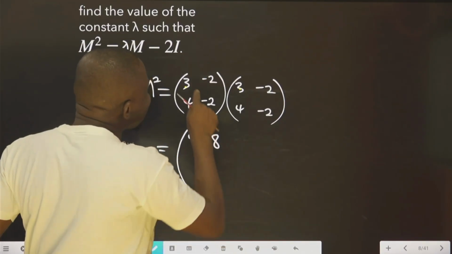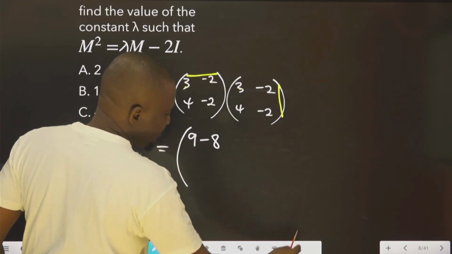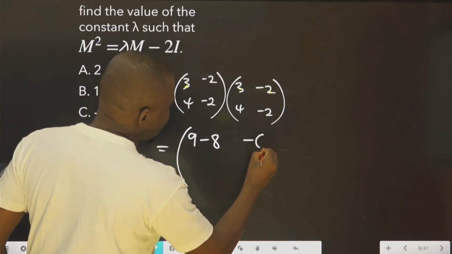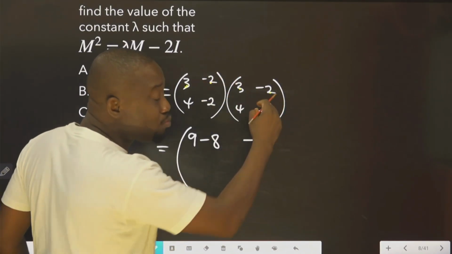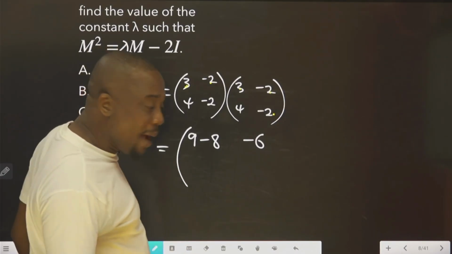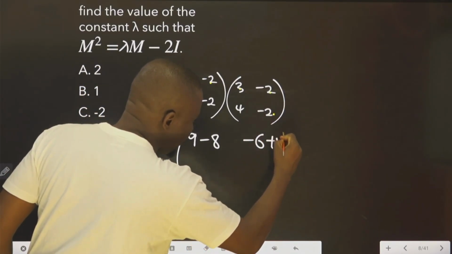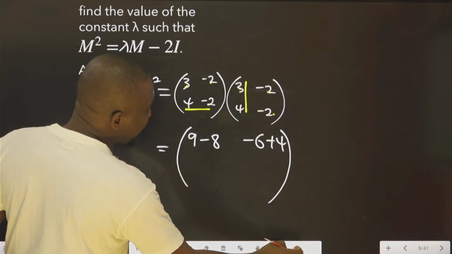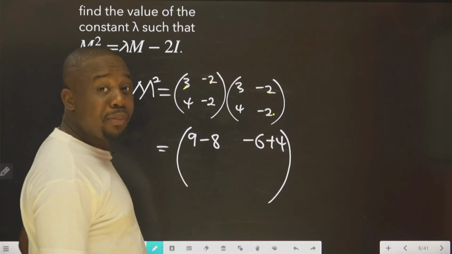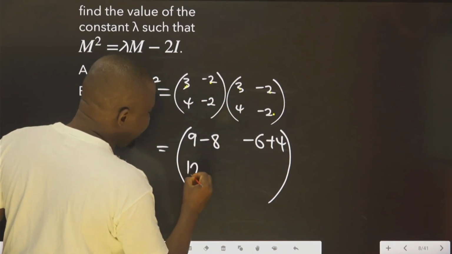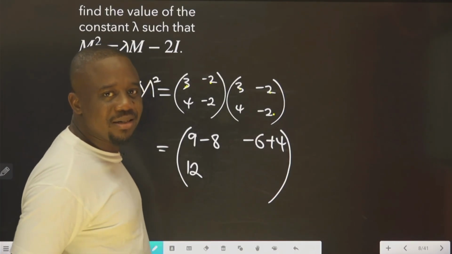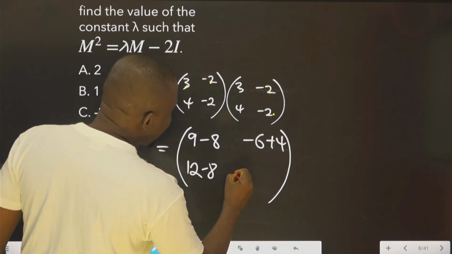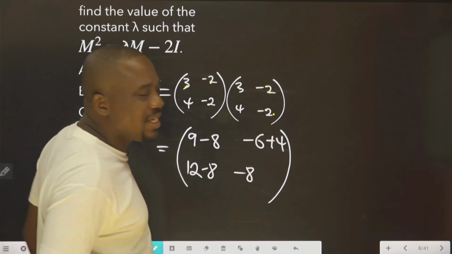The next is to use this one to multiply this. That is to say, this multiplied by this, that is minus 6. This multiplied by this, that is plus 4. That plus 4, you plus it to this, that is plus 4 now, okay? The next one is to use this to multiply this. That is 4 multiplied by 3 plus minus 2 multiplied by 4. 4 multiplied by 3 is 12. This multiplied by this is minus 8. This multiplied by this is 4.